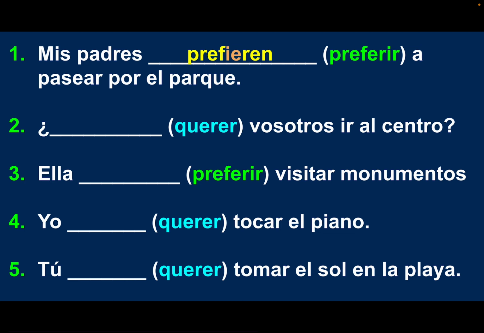All right, the second one, we're saying, do y'all want to go to the downtown area, the center? So here, vosotros is outside the boot, so you don't have to worry about a stem change. Queréis. She prefers to visit monuments. So ella prefiere visitar monumentos. I want to play the piano. Yo, okay, the yo is in the top part of the boot. So that's yo quiero tocar el piano.